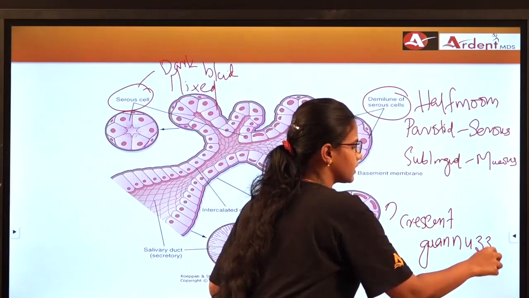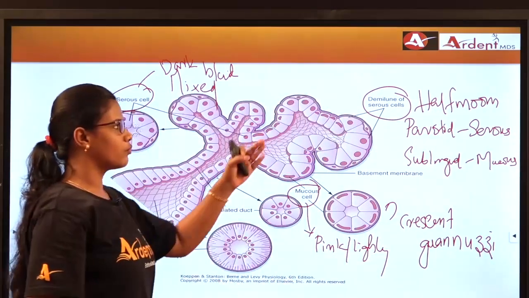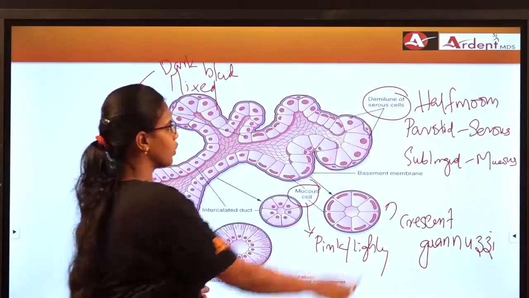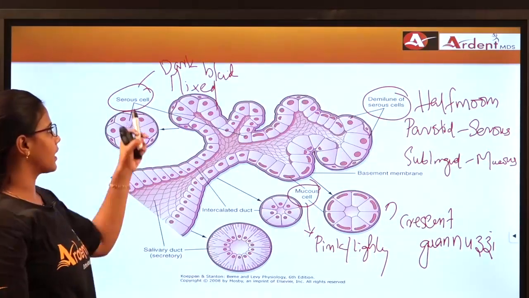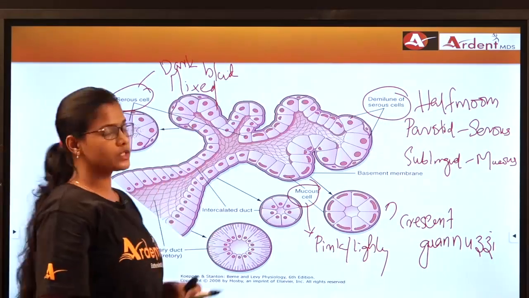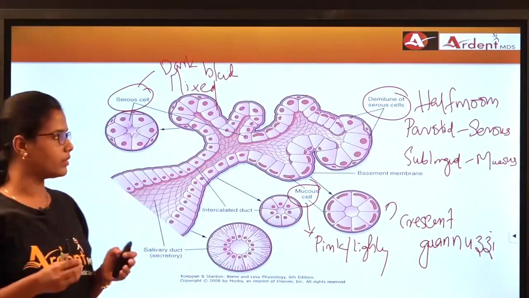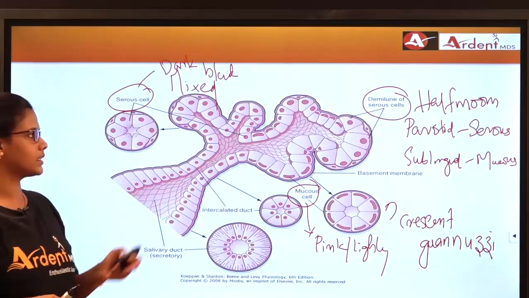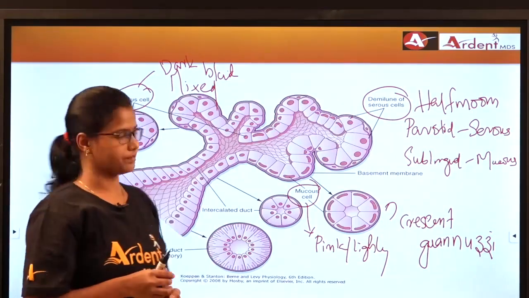These are semilunar or half moon shaped demilunes of serous cells. So this is the demilunes of serous cells, and you identify the serous and mucous cells based on color. In a good histopathological picture, you can identify the serous cells and mucous cells. This is just a diagrammatic representation.